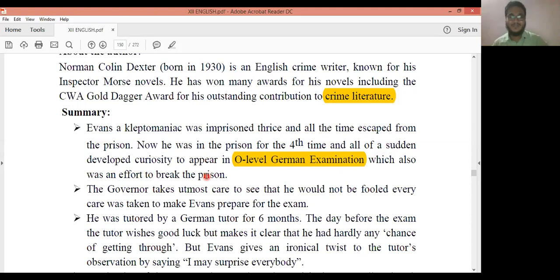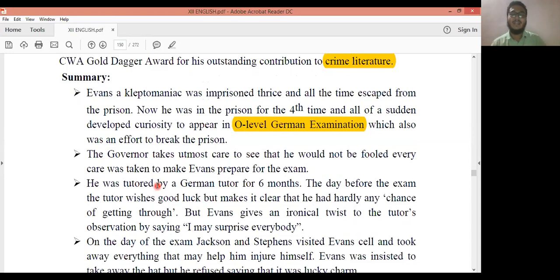The governor takes utmost care to see that he would not be fooled. Every care was taken to make Ivan prepare for the examination. Means he would not be fooled. Means the trick Ivan is going to play, the people over there would not get fooled. So he has taken all the steps, so that he can protect each and everyone from helping Ivan get out of the jail.